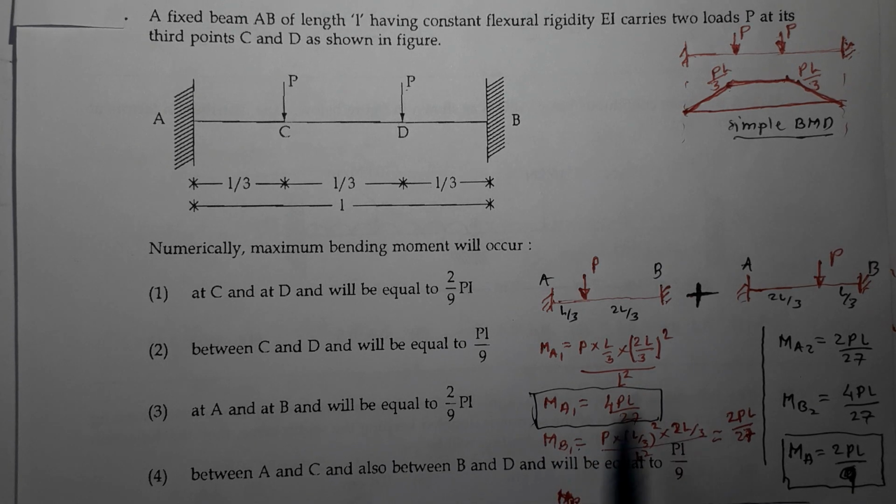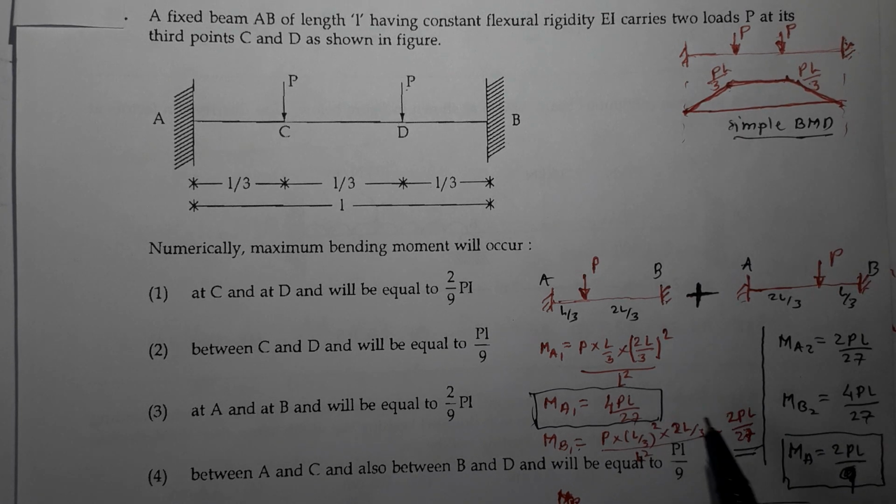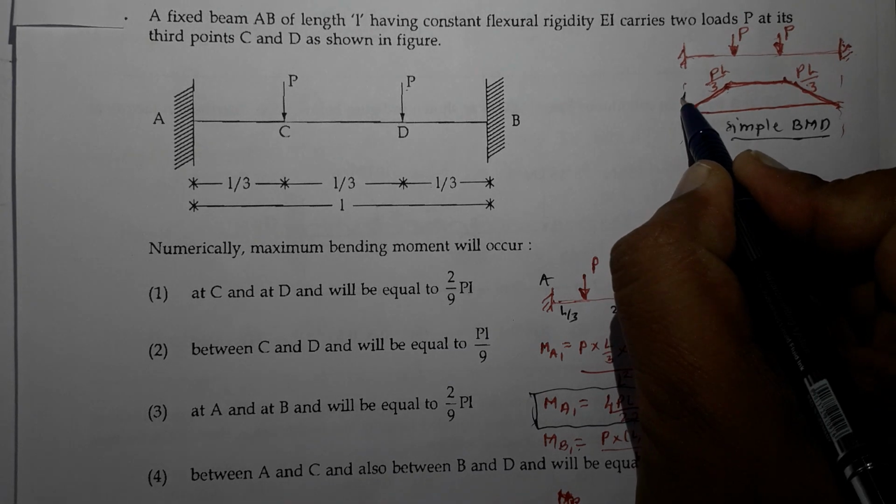Similarly, MB1 can be obtained, meaning the fixed end moment at B due to this first load P, and which will be 2PL upon 27. Now, because of the second load, the values will get interchanged. MA2 will be 2PL upon 27. MB2 will be 4PL upon 27. If I add MA1 and MA2, I am getting MA as 2PL divided by 9, and the value of MB will also be same. And if I draw the fixed BMD, it will be like this.